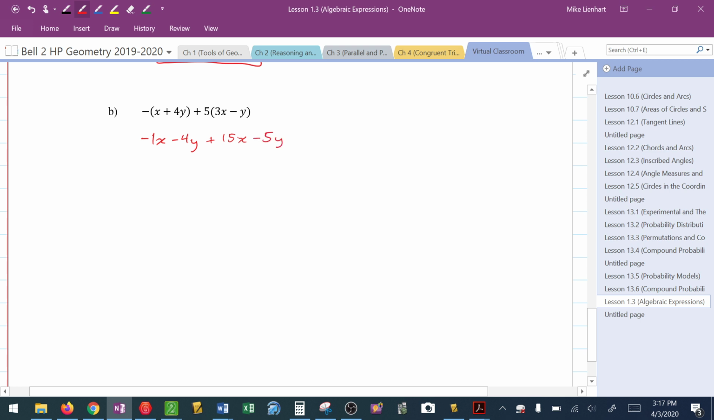I'm going to combine my like terms. So I have a negative 1x and a positive 15x. That would leave me with 14x. I have a negative 4y and a negative 5y. Negative 4 minus 5, that would give me minus 9y. I can't put those two together, so this is my simplified expression.